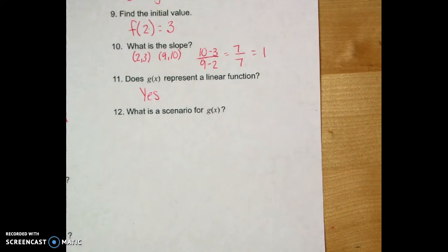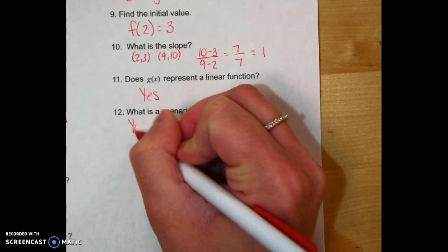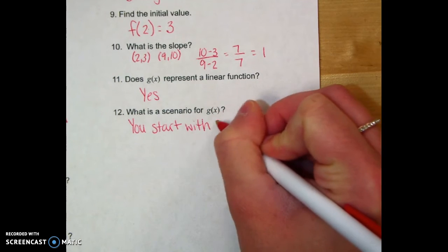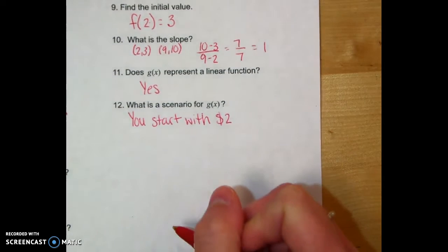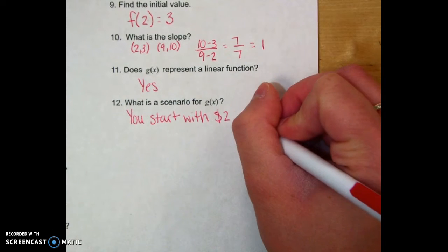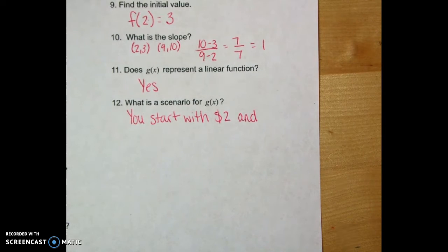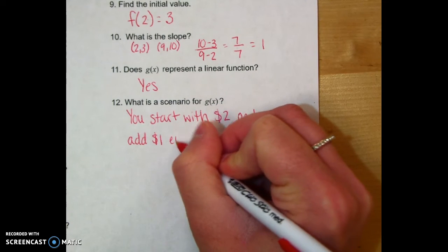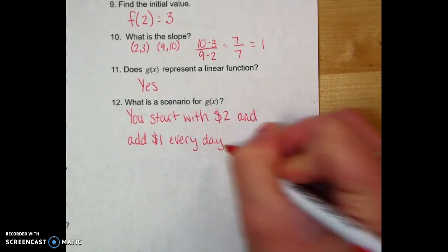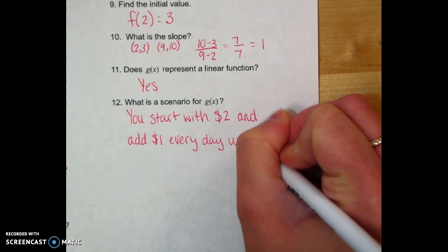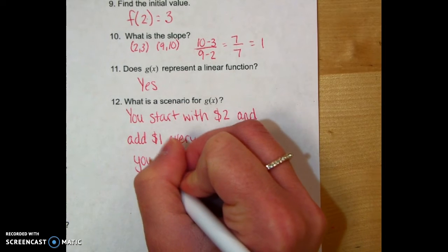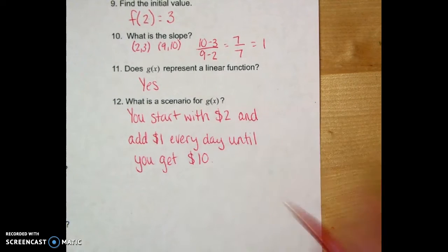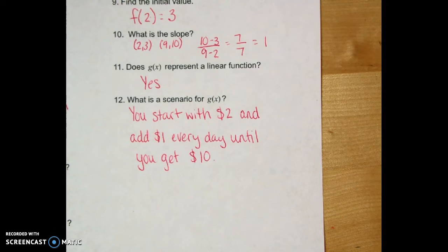And what is a scenario for g of x? Let's say you start with $2. Notice the dollar sign goes in front of the number, guys. Some of you are having some problems with that. You start with $2 and add $1 every day until you get $10. Something like that. Okay.